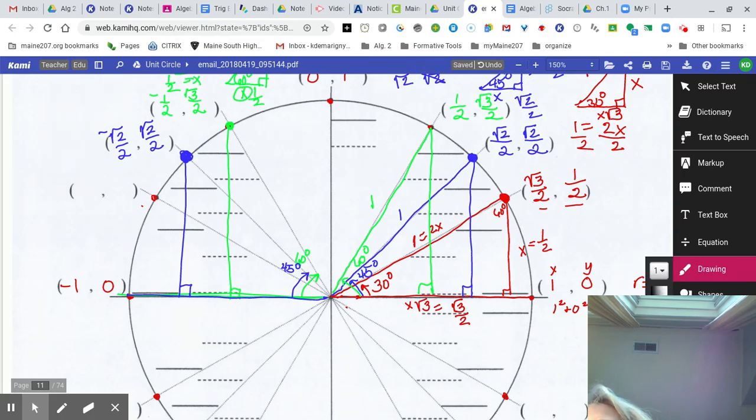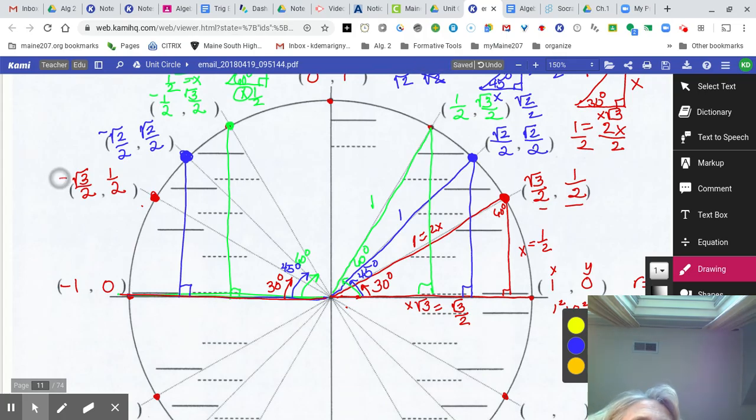And then the last one that we have is here. If I move from initial to terminal, then this is a 30-degree angle. And if that's a 30-degree angle, then I have the exact same values that I had in the first quadrant, but I've got to remember that I move left and up. So my x-coordinate is root 3 over 2, my y-coordinate is 1/2. But since I moved left and up, my x-coordinate is negative.